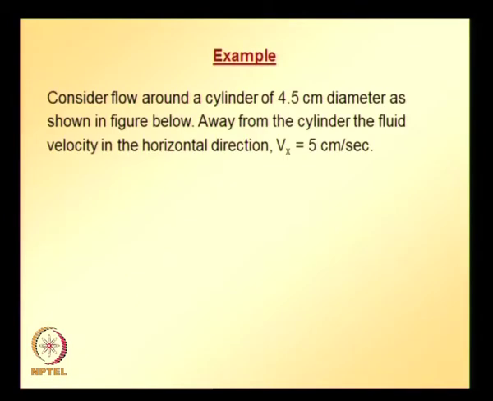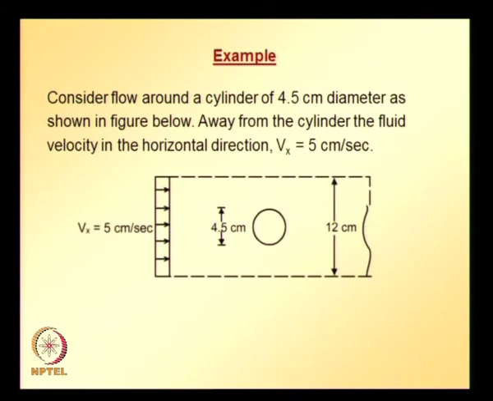Now, let us consider an example. Consider flow around a cylinder of diameter 4.5 centimeters. Away from the cylinder, the fluid velocity in the horizontal direction is Vx equal to 5 centimeters per second. So, this is the problem. Vx is specified, Vy is equal to 0, the diameter of the cylinder is given as 4.5 centimeters, and the total width of flow is given as 12 centimeters.